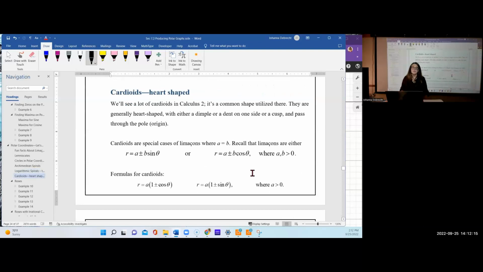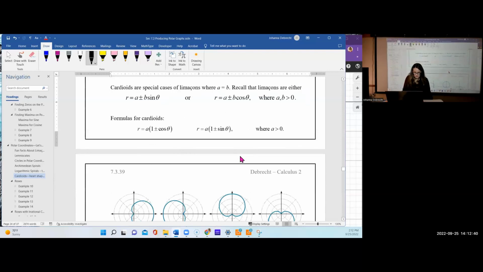We've already talked about cardioids. They are a special case of limacons. Limacons, remember, are a plus or minus b sine theta. These are the equations for limacons. Cardioids happen when the a and the b are the same number. So that becomes a times 1 plus or minus cosine of theta, or a times 1 plus or minus sine of theta, where a needs to be greater than 0.